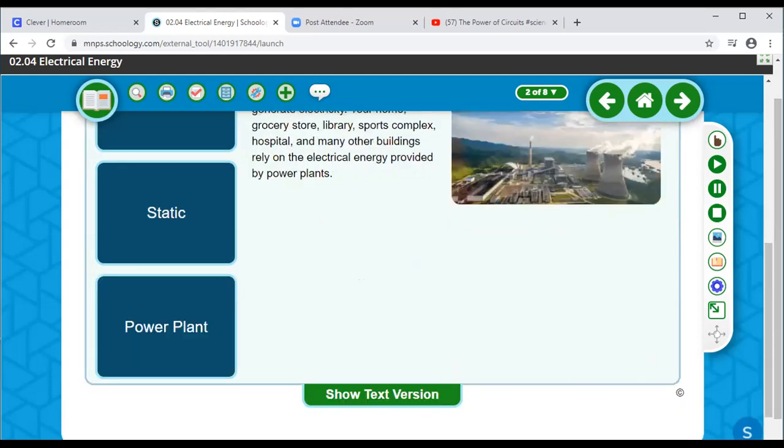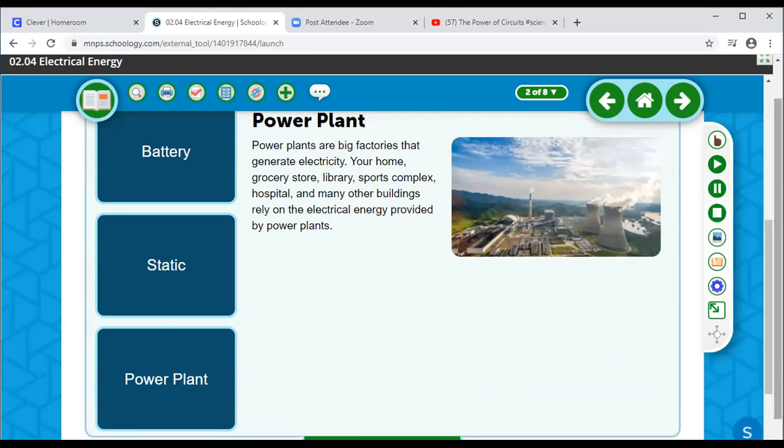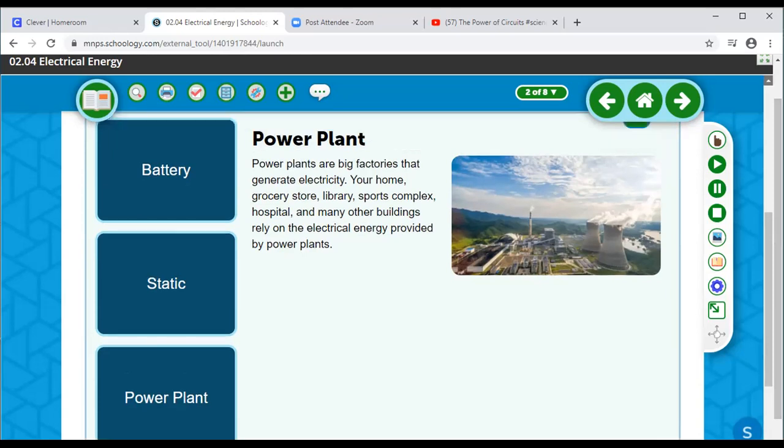Power plant. Power plants are big factories that generate energy. Your home, grocery store, library, sports complex, hospital, and many other buildings rely on electrical energy provided by power plants. So we have three examples. We have battery, static, and power plant. Those are three different examples of electrical energy.